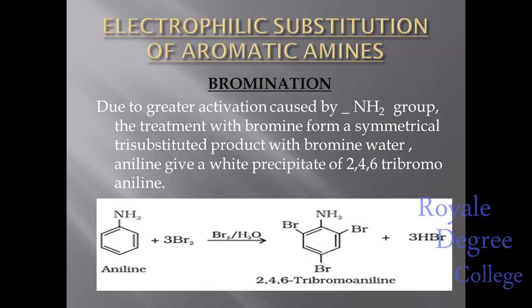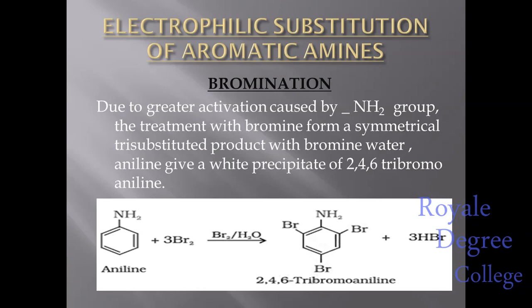First of all, we'll see about electrophilic substitution of aromatic amine. In this, we are talking about two reactions. One is bromination reaction and another one is nitration reaction. Here the electrophile is bromine. Bromination is addition of bromine. In case of nitration, the nitro group is acting as an electrophile. So we'll see first about bromination.